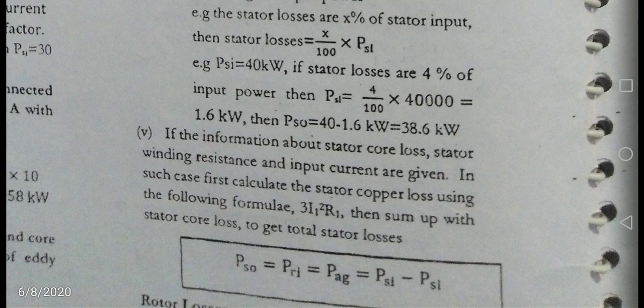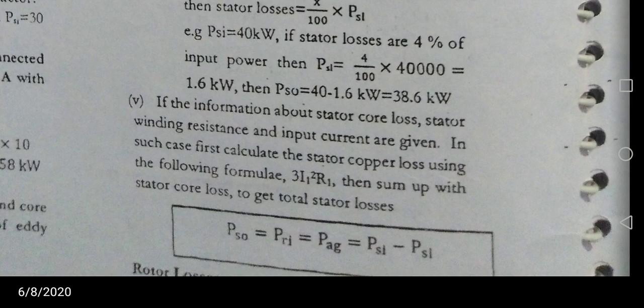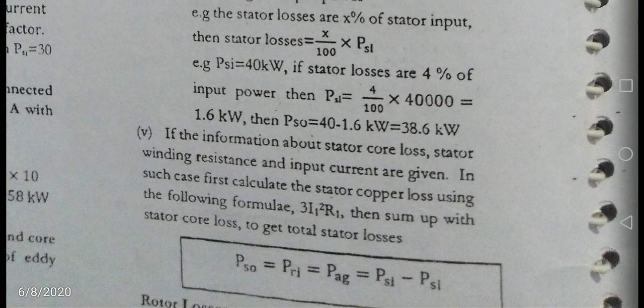The information about stator core loss, stator winding resistance, and input current are given in such a case. First, calculate the stator copper losses using the following formula: 3 I1 squared R1, then sum up with the stator core loss to get the total stator losses.